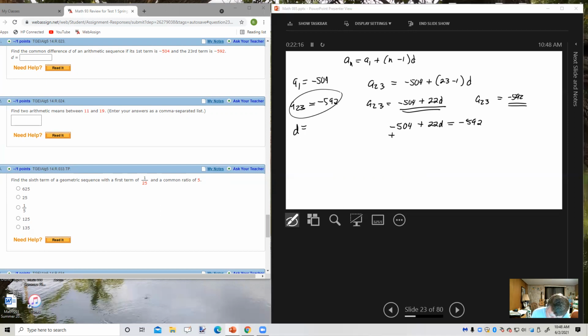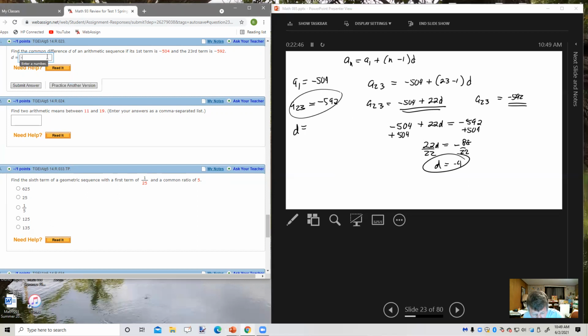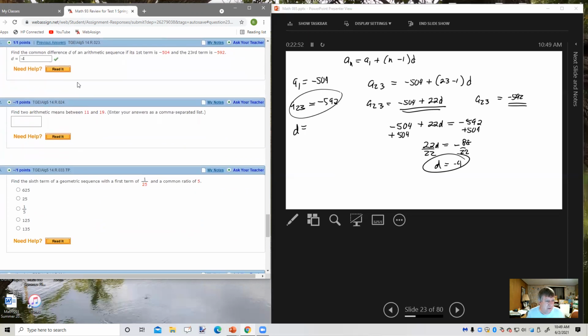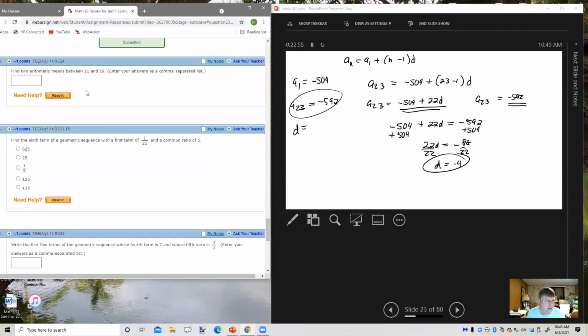To solve for D, we'll add 504 to both sides of the equation. 22D equals, let's see, negative 592 plus 504, we get negative 88. Dividing both sides by 22, D equals negative 4. So let's see if that's true. Negative 4, and it is.